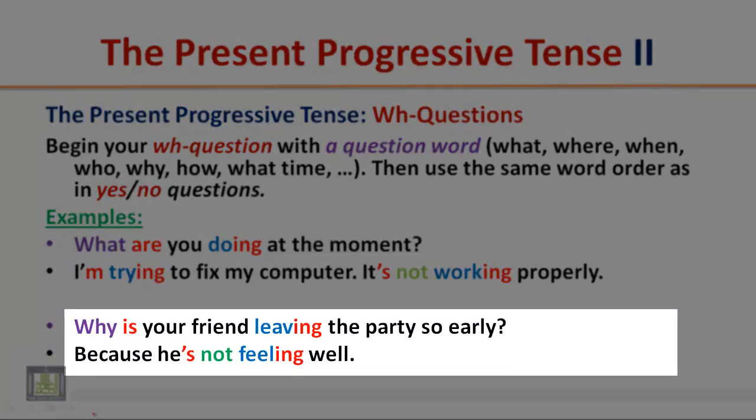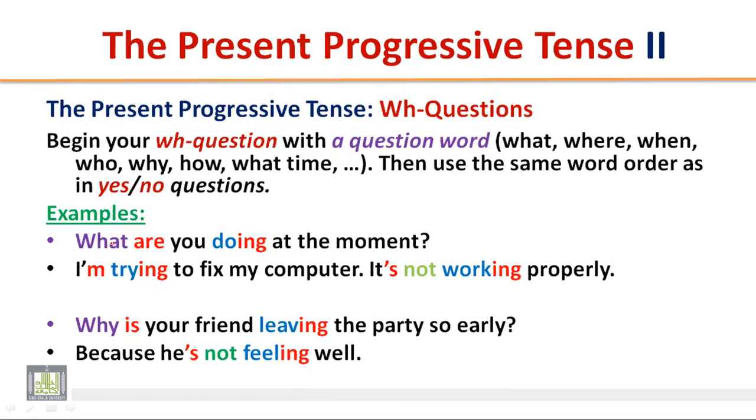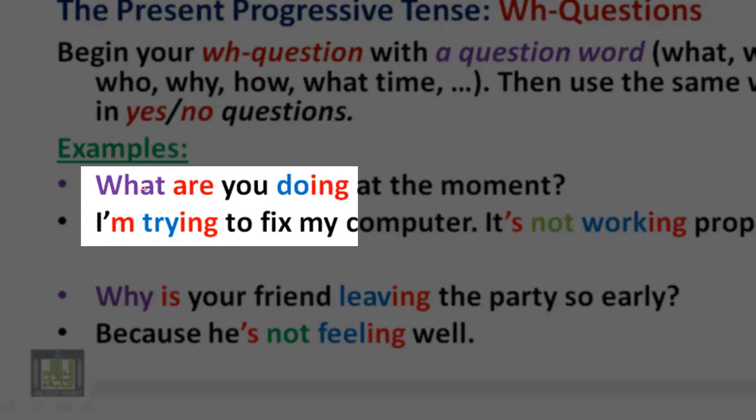Why is your friend leaving the party so early? Because he's not feeling well. Pay attention to the word order in WH questions. We begin the question with a question word, followed by verb be, followed by subject, followed by the main verb.